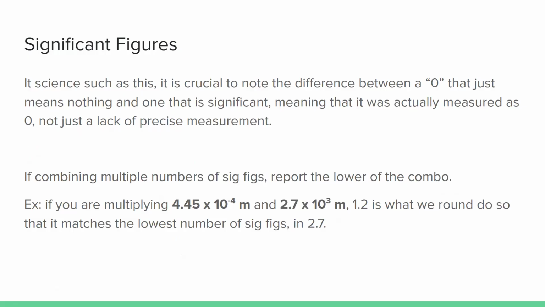If you're ever doing any mathematical operation where you're multiplying two units that have differing numbers of significant figures, because here we have 3, 4, 4, 5, and here we have 2, 2 and 7, what you're going to do is whatever your answer is, report in the same as the smaller number. So this had 3, this had 2. So our answer needs to have 2.